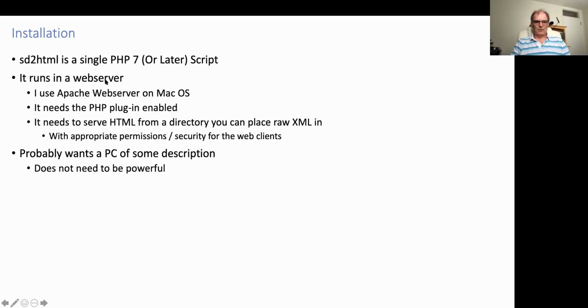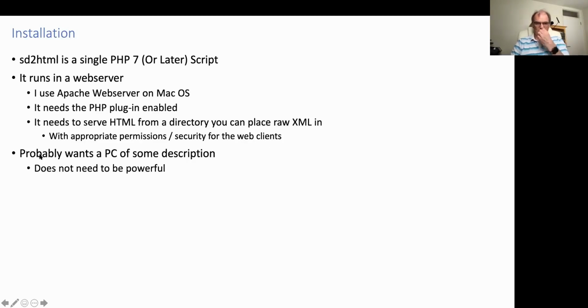It's a script, you run it in a web server. Now, I personally use Apache web server. You don't have to. I use it on Mac OS, which actually explains why PHP 7 no longer was a useful thing. You need to enable the PHP plugin in the web server. And obviously, you need to be able to serve the HTML. Now, the way the code works is it's from the same directory that you put the raw XML in. And obviously you need appropriate permissions and security for your web clients somehow.